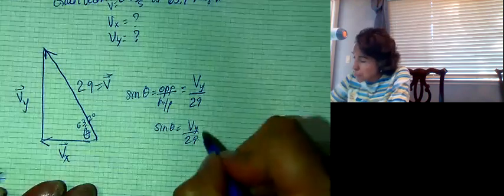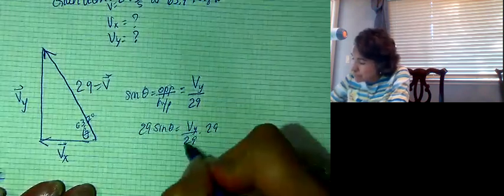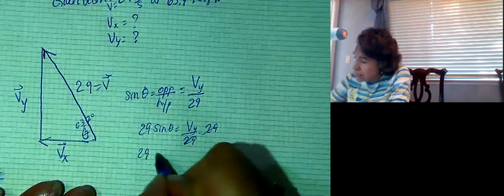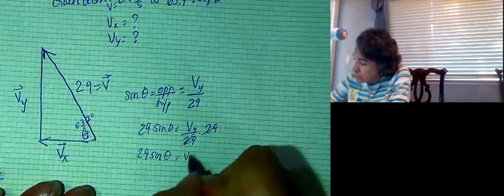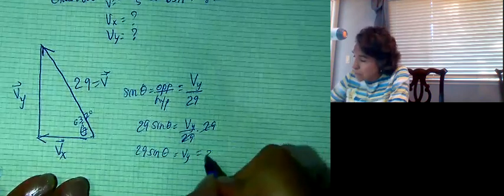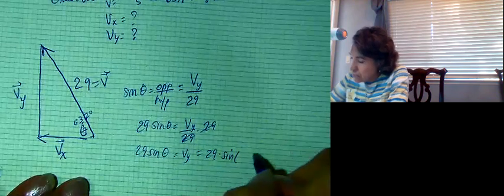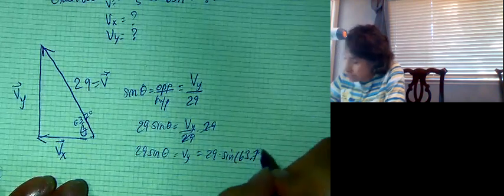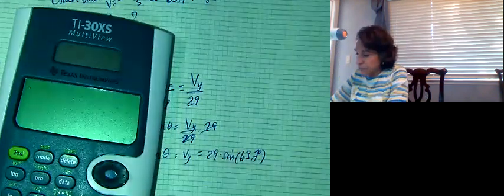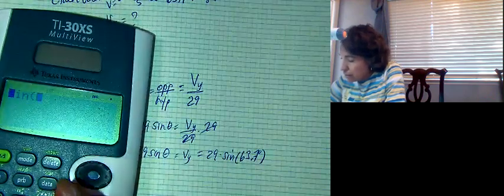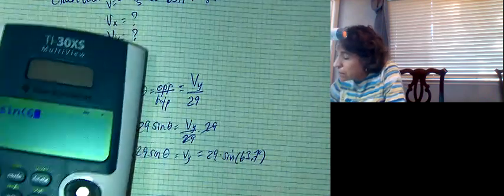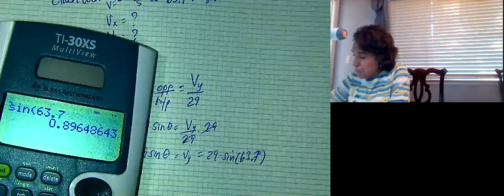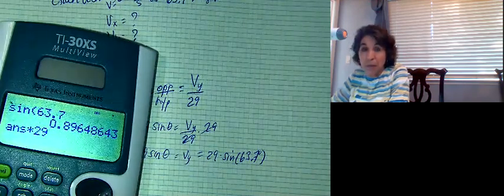If I multiply 29 to both sides, now I have the magnitude of just the y direction. So I have 29 times the sine of theta is equal to Vy. So let's plug it in. 29 times the sine of, what was it, 63.7. And my calculator here, give me the sine of 63.7. Okay, there it is. And I'm going to multiply it by 29. Now, I didn't have to do it in two different steps, but there you go.